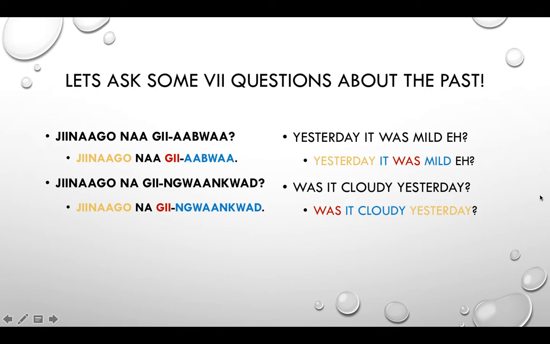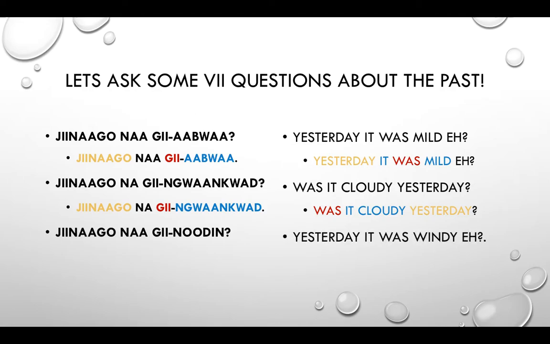So moving on to our last verb. Jinago naginodin. That means yesterday it was windy, eh? So from here again, we can see jinago doesn't change in meaning. Na is our Canadian a, and then ginodin is it was windy. And so that's all color coded there to show you the difference.